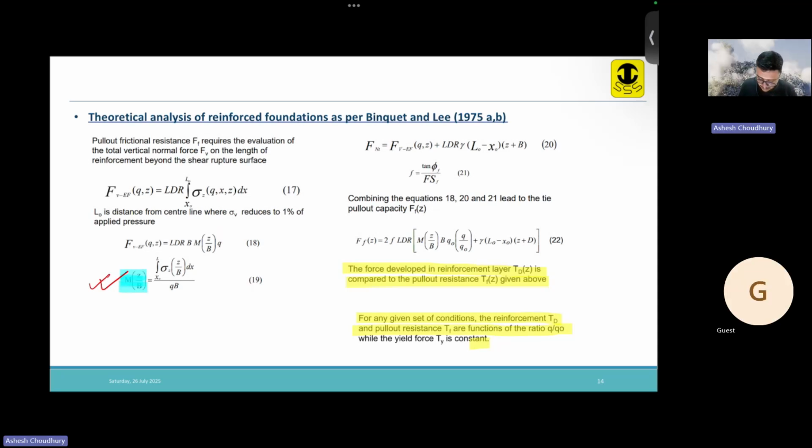Okay, so we get this M. Now this FNT we can write as FV plus LDR times gamma times L naught minus X naught times Z plus B. That is nothing but adding this FV to gamma times L naught minus X naught times Z plus B.